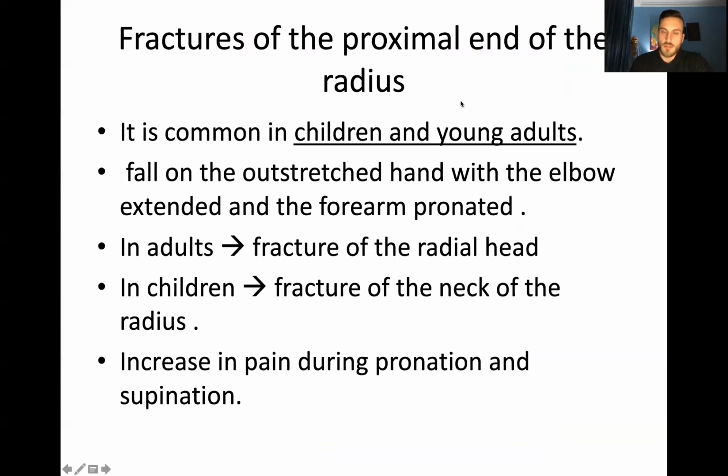For the proximal end of the radius, fractures are very common in children and young adults. It's a fall on an outstretched hand with the elbow extended, and the forearm usually is pronated. In the adult, what will happen is a radial head fracture. In pediatrics, because it's cartilaginous and stronger, there will be a neck of the radius fracture. Pain increases during pronation and supination because the radius is rotating. So if there is a fracture and it's rotating, it's going to be more painful.